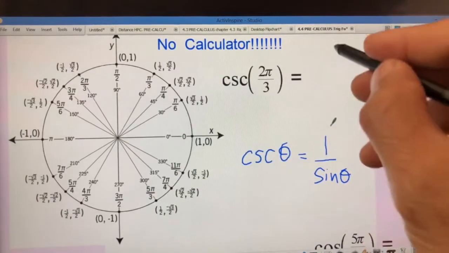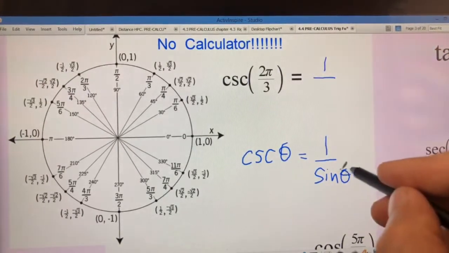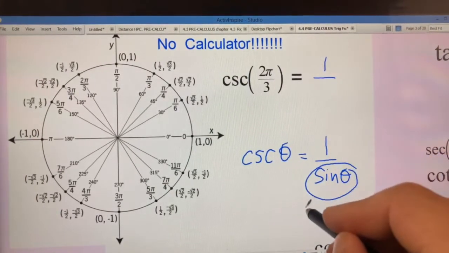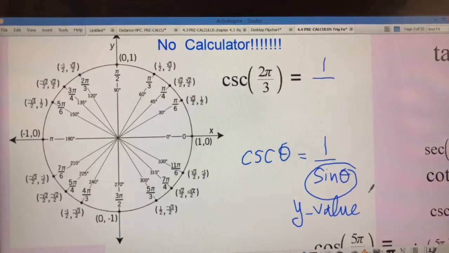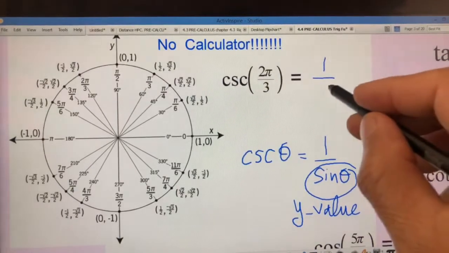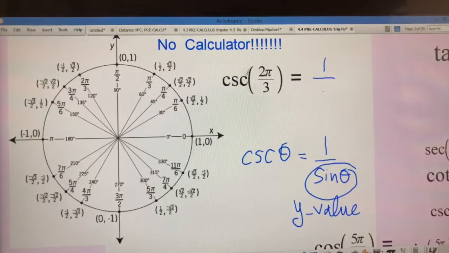So first off, I'm going to say this is 1 over the value of the sine, we talked about that. That's your y value, the y coordinate of the point at that angle. So we're going to go back and look for my 2 pi over 3. This is my 2 pi over 3 in radians. Now they could have put in degrees as well. They could have said, what is cosecant at 120? Because 120 is the same as 2 pi over 3, all right?